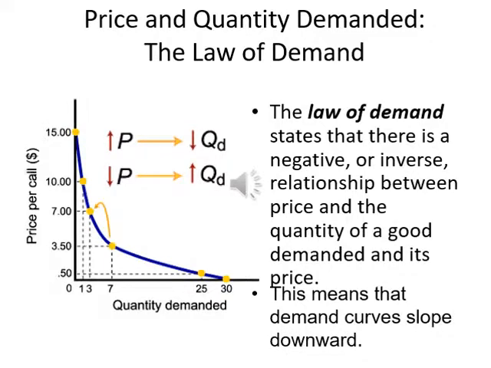The law of demand states that there is a negative, or inverse, relationship between price and the quantity of a good demanded. This means that demand curves slope downward.